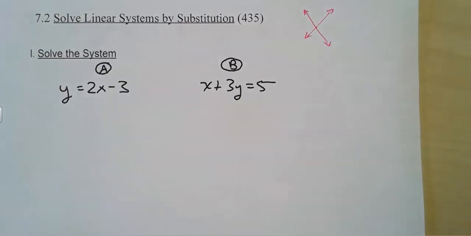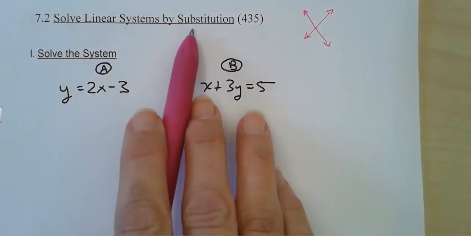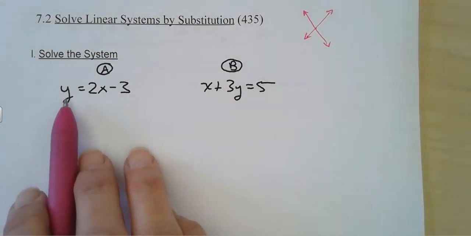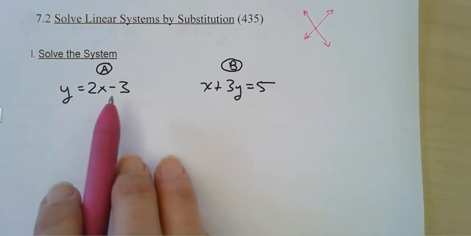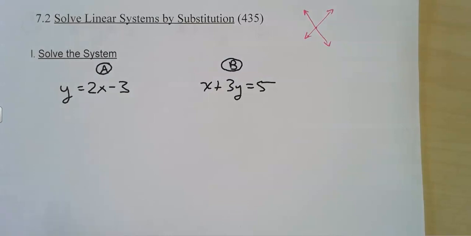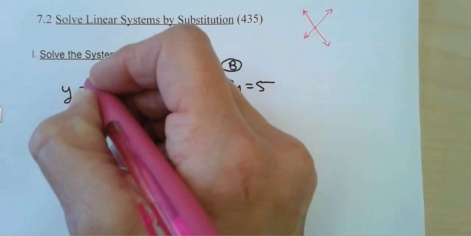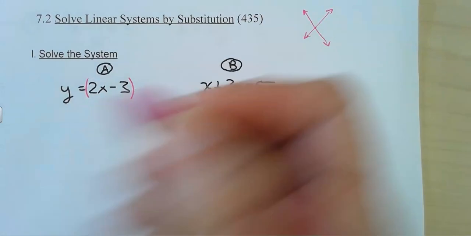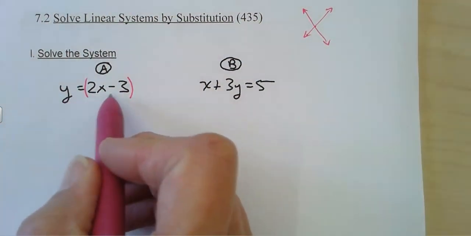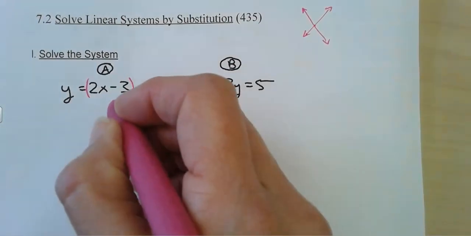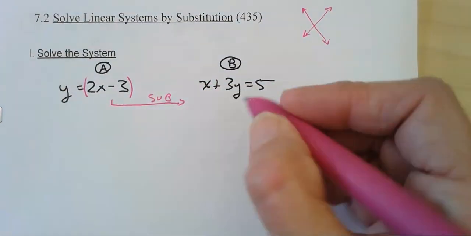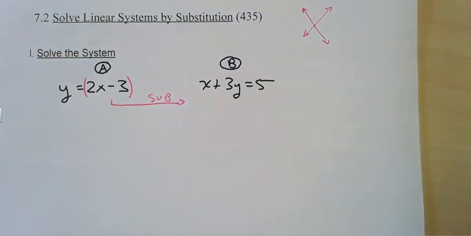So today we're going to learn a new way of solving systems, and that is by substitution. So the first equation, y equals 2x minus 3. So I could call myself y, or I could call myself 2x minus 3, because those two things have the same value. They're equal. So we're going to take the 2x minus 3, which is the same as y, and we are going to substitute that expression for y in the second equation.